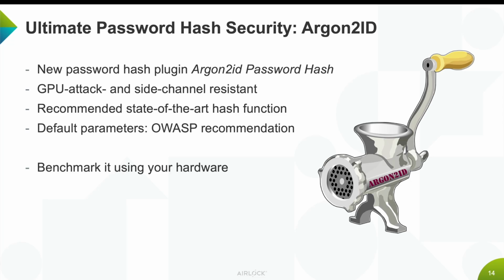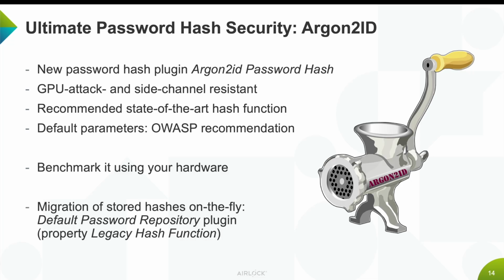By definition, cryptographically strong password hash functions consume a lot of memory and require a lot of CPU cycles. So before using it in a large customer base, try it out and benchmark it using your target hardware. The default password repository plugin supports migrating hash functions on the fly. It rehashes the passwords using the new hash function whenever the end user logs in. Please refer to the documentation of the property legacy hash function in the default password repository plugin for further information.